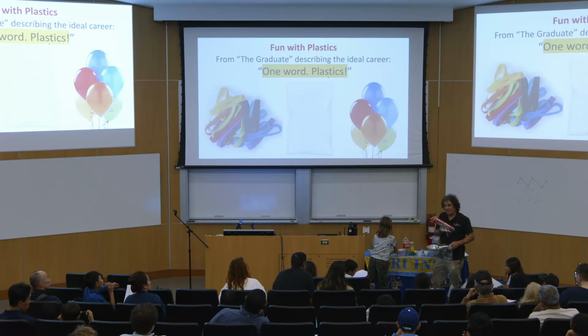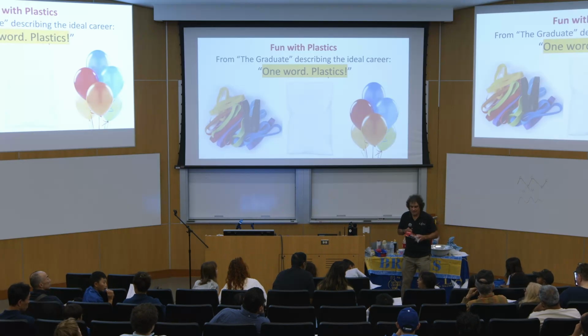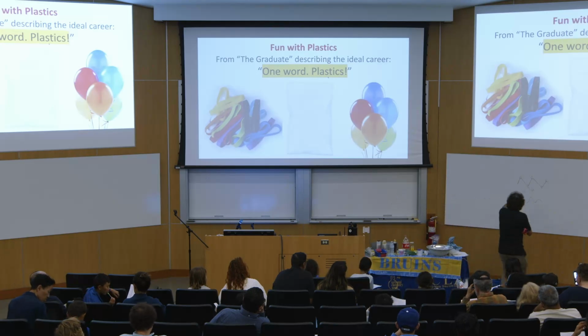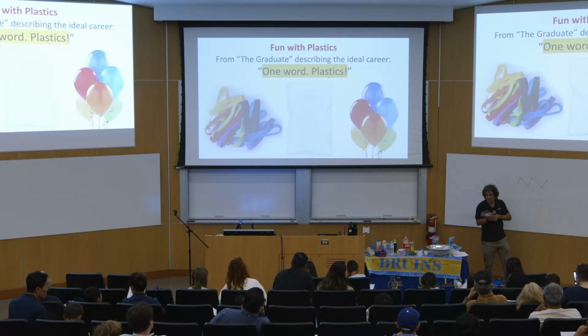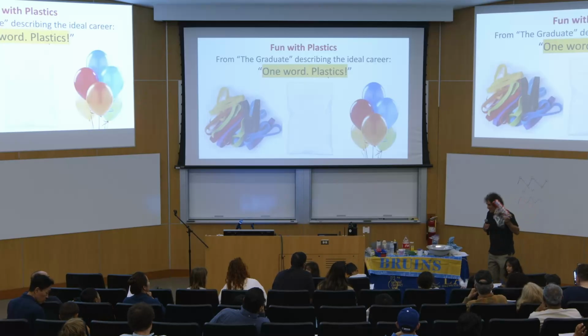But saran wrap actually has chlorine in it, and it's polydimethyl chloride. So instead of having the carbons and the hydrogen, it has some chlorine. And those chlorines add a charge, and that charge clings. So if you're willing to spend twice as much, you can get saran wrap that clings.